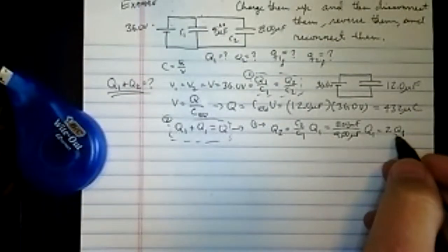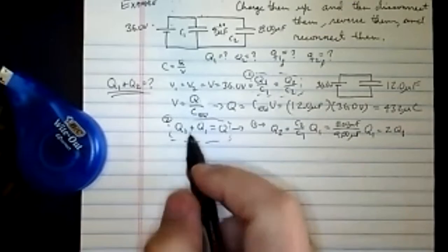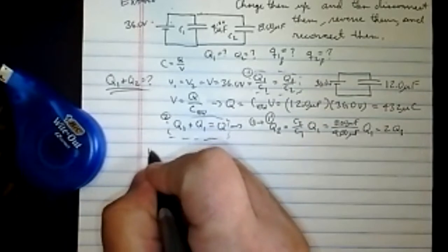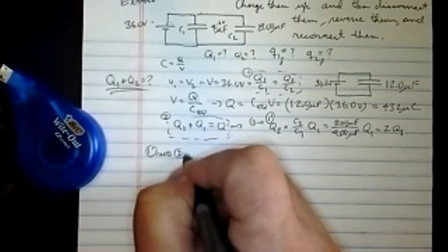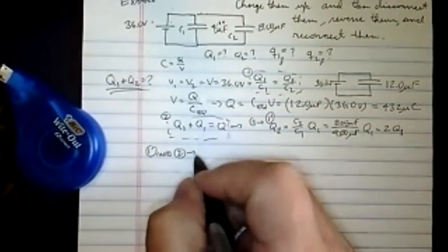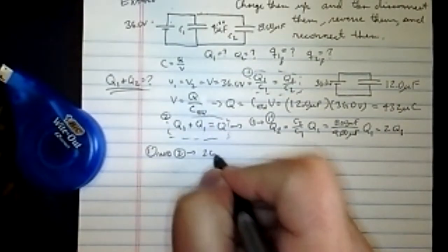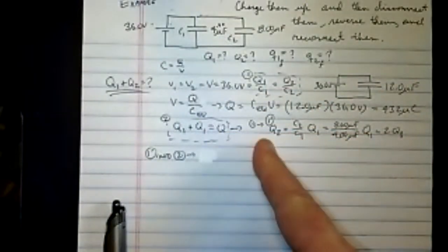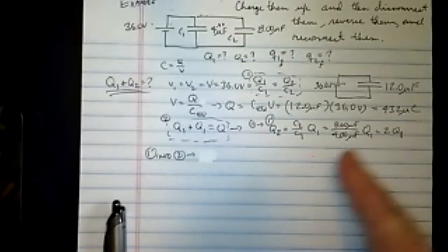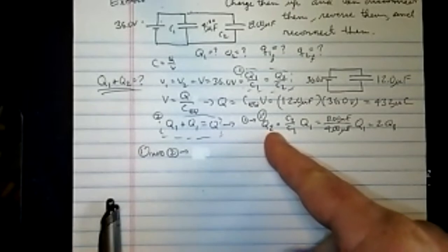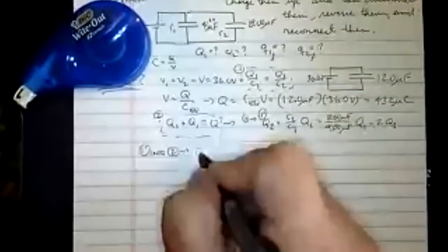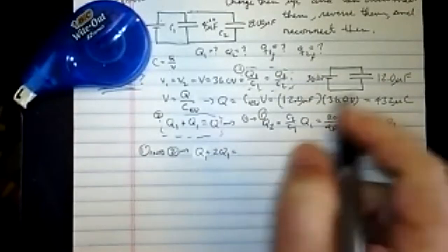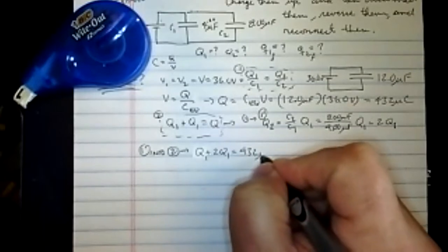So now I've got Q2 is equal to twice Q1. I can plug that into equation 2. I will call this equation 1 prime. So I'll say 1 prime into 2. That's going to give me, I solved for Q2, so I'm eliminating Q2. So this needs to be Q1 plus 2Q1 is equal to 432 microcoulombs.